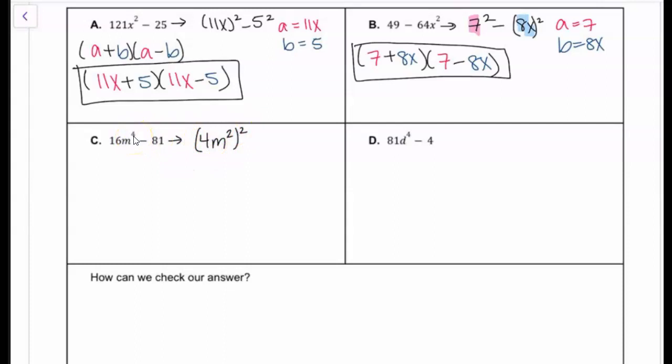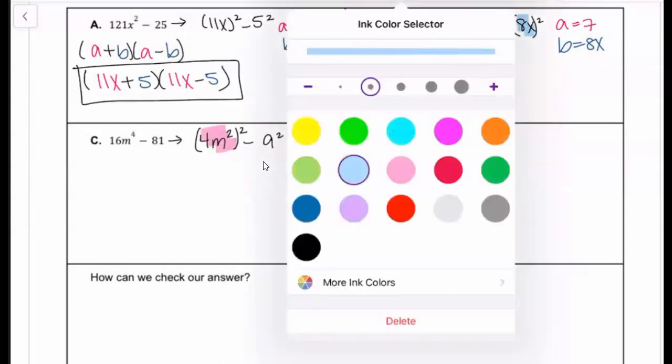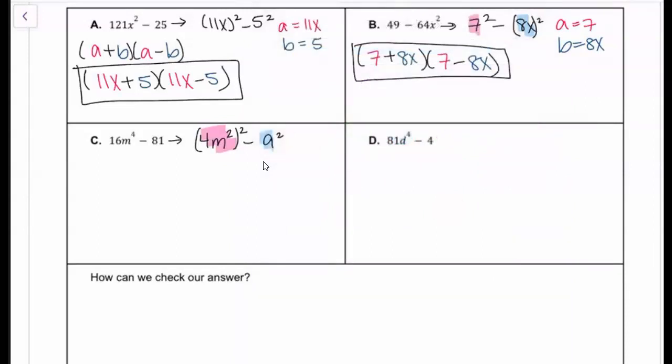So this is still okay, even if it's to the fourth power. As long as it's two terms that are being subtracted, and both of them are perfect squares, you're okay. Minus 81, which is just 9 squared. So this will be my a, and the 9 will be my b. So a is 4m squared, and my b is 9.